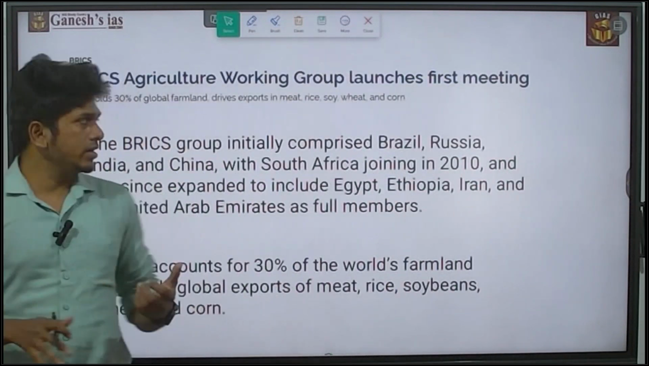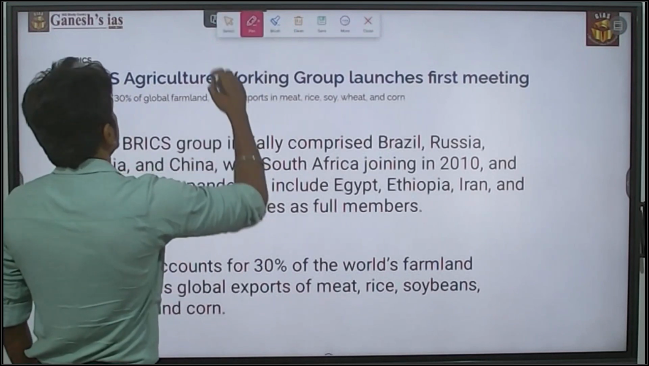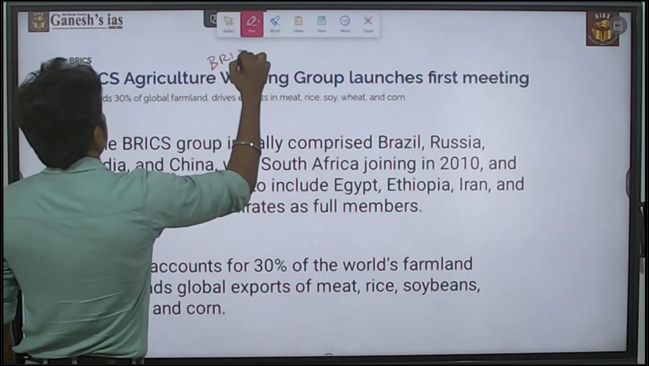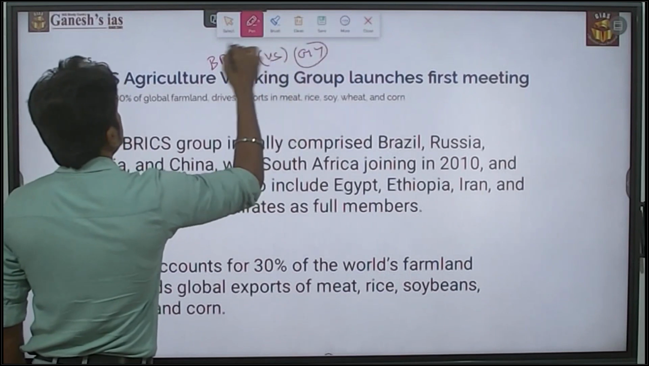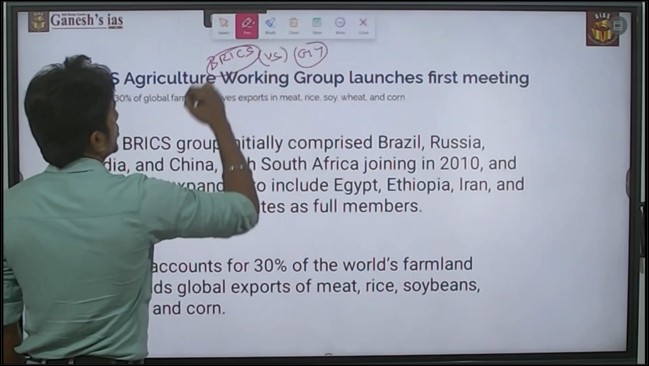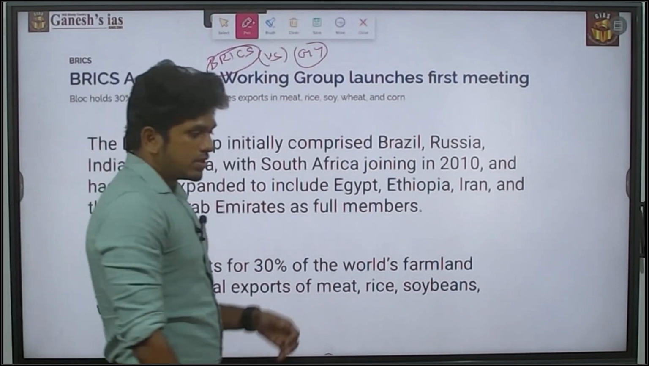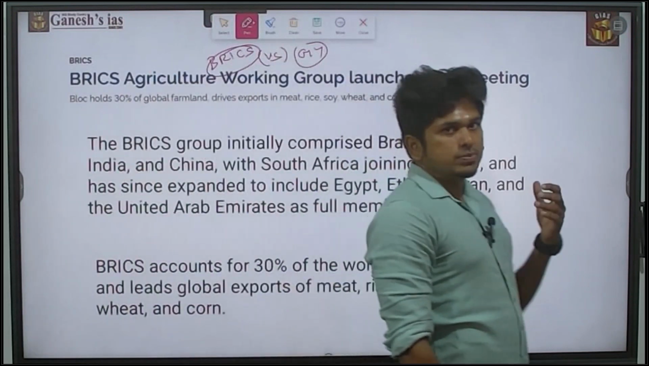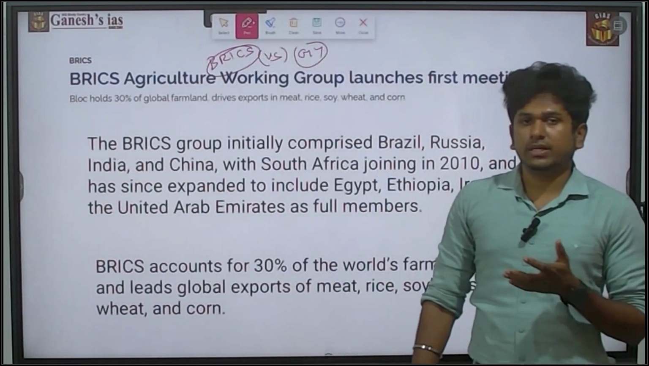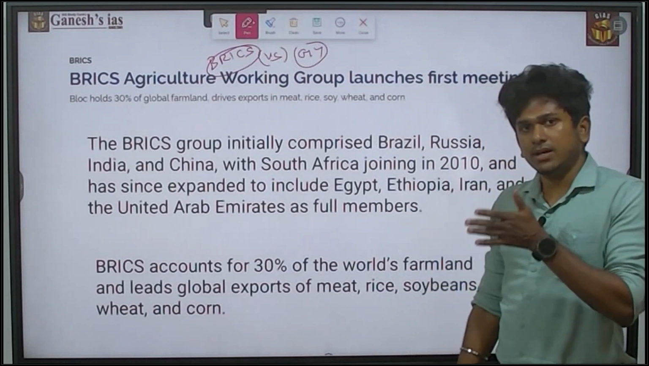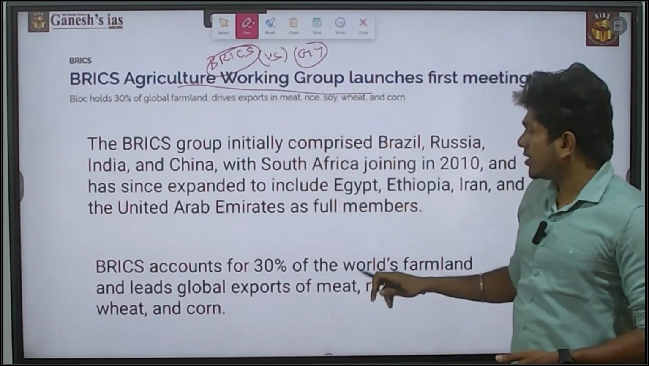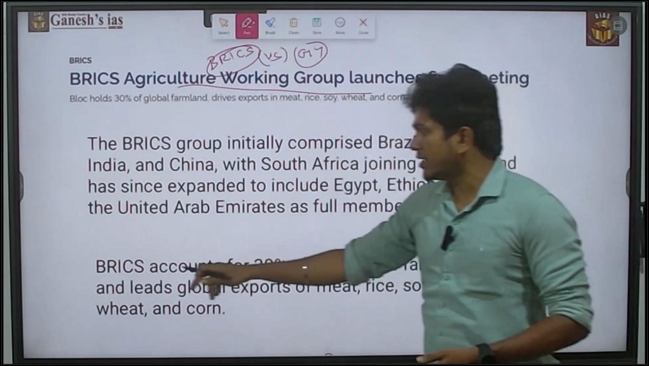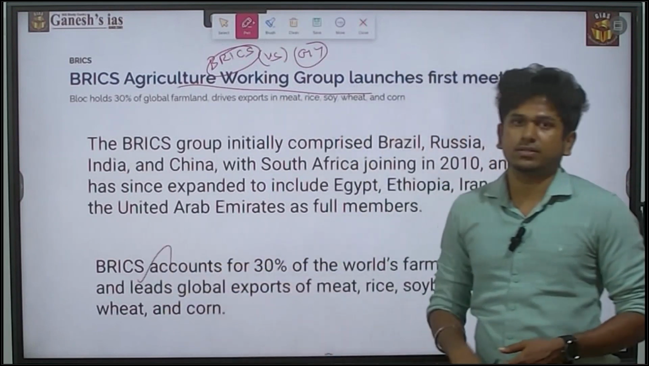There was an article which compared BRICS with G7 countries based on agricultural production. So there was an article related to BRICS and the G7, connected to agriculture. So they may ask any questions from the agriculture working group, or else they may ask a question based on the agriculture productivity of the BRIC nations.